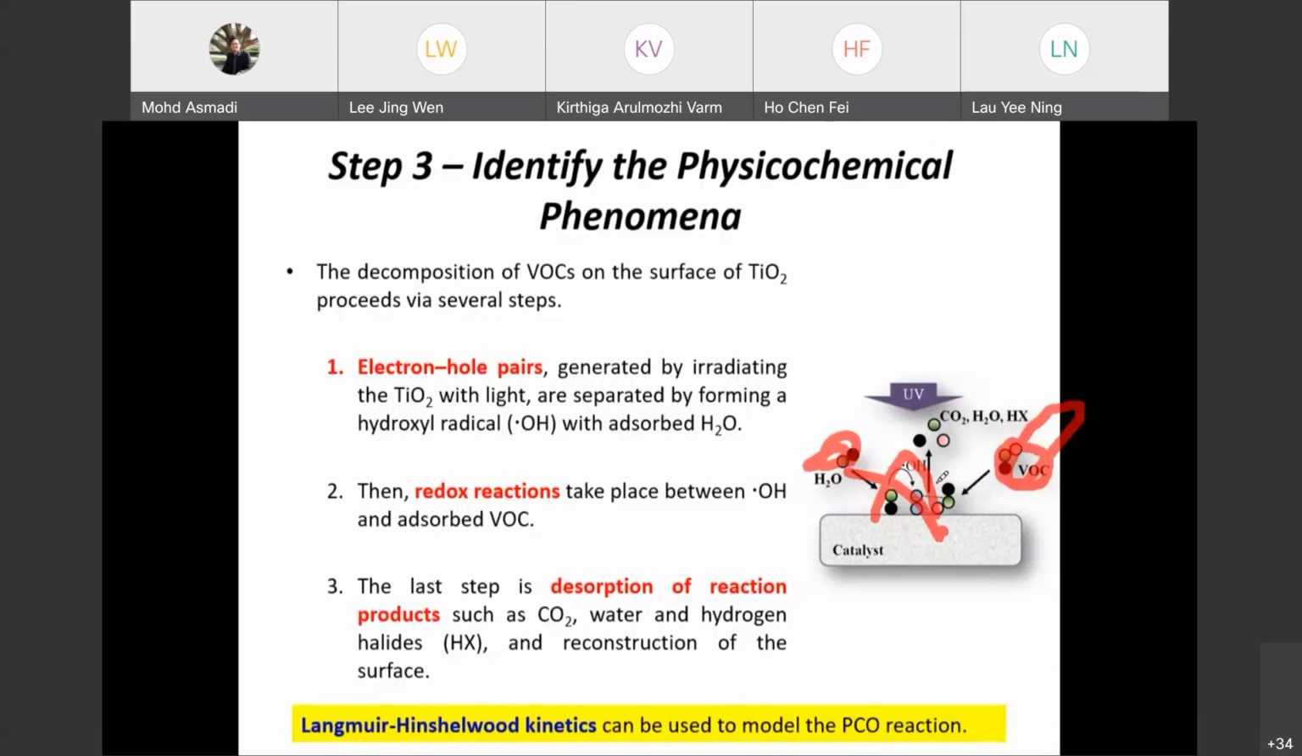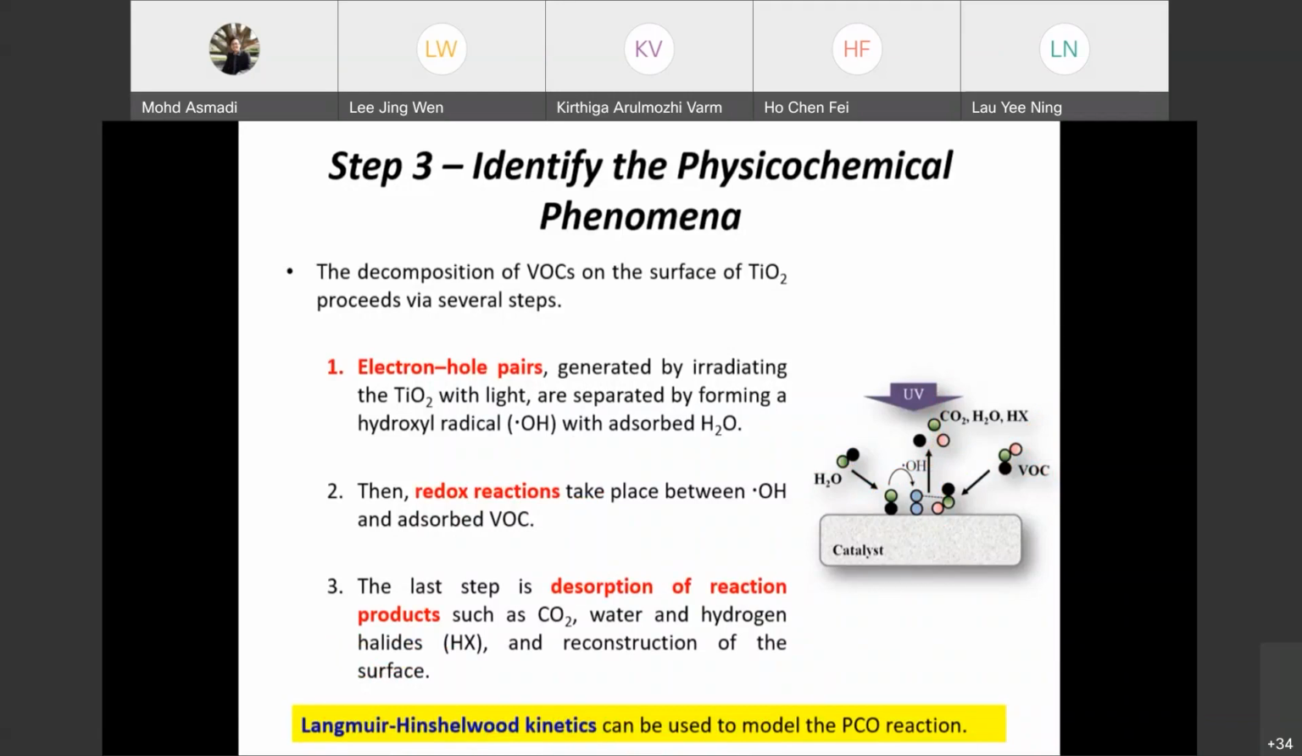Together, this produces CO2, H2O, and HX. And this is a redox reaction to produce H2O and CO2. So there is adsorption and also desorption as we decompose the VOC. The main thing is Langmuir-Hinshelwood kinetics. If you still remember, you already learned this in chemical reaction engineering.